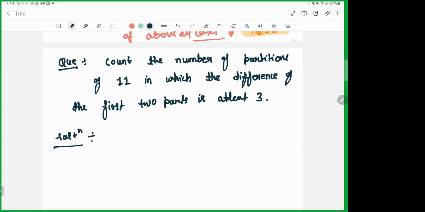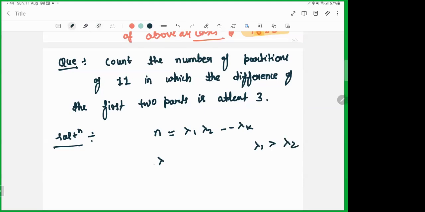This is saying the first and second part. So if you are decomposing a number n, this is the partition of this number, let's say lambda 1, lambda 2, lambda k. So this condition is saying that the difference of the first two parts is at least 3. We know in this decomposition lambda 1 is greater than lambda 2.